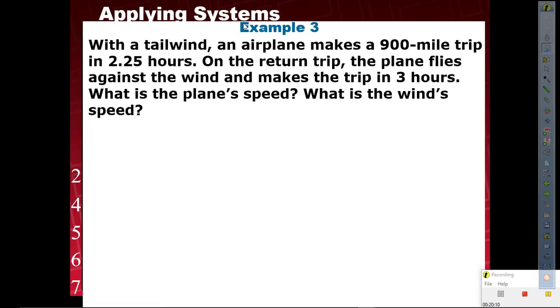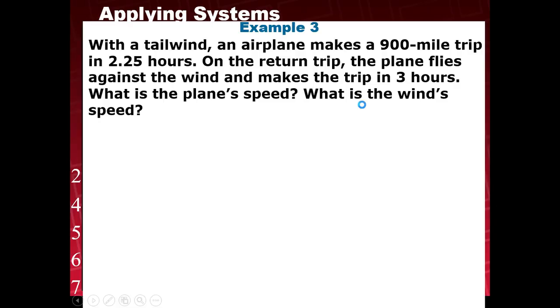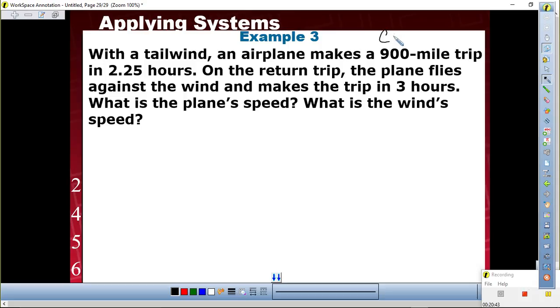It says, example 3. With a tailwind, an airplane makes a 900-mile trip in 2.25 hours. On the return trip, the plane flies against the wind and makes the trip in 3 hours. What is the plane speed? What is the wind speed? Copy that. I'll give you guys a minute. Go. All right, here we go. Let's get it started.